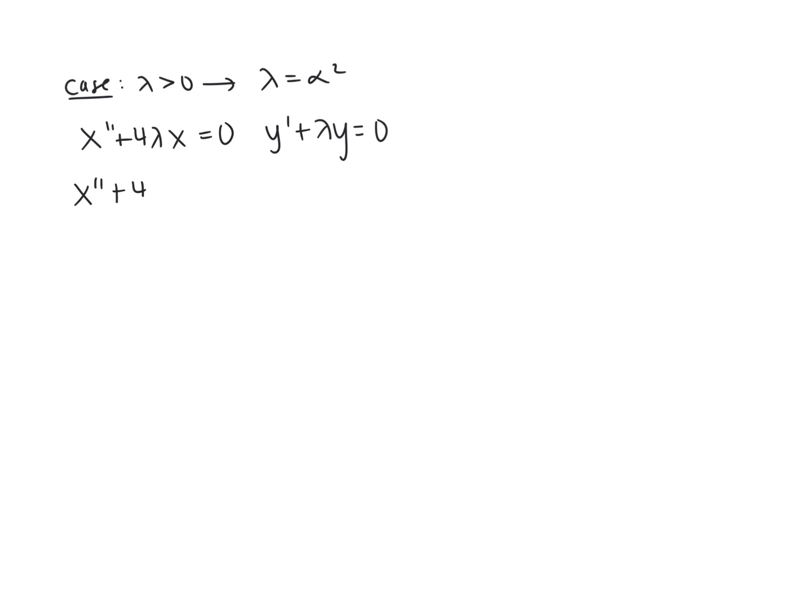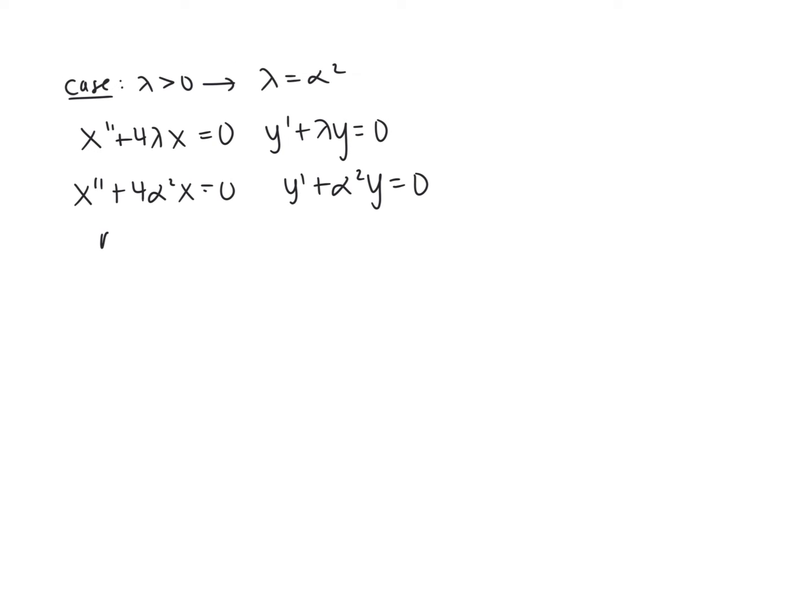I'm going to have a new page, and I'm just going to recall for us case 3 is where lambda is greater than 0. And we're going back to the equations x double prime, add 4 lambda x is equal to 0, and y prime, add lambda times y is equal to 0. So similarly to what we did before, if lambda is greater than 0, to help us in solving, we are going to let lambda equal alpha squared. So we end up then with x double prime, add 4 alpha squared x is equal to 0, and y prime, add alpha squared times y is equal to 0.